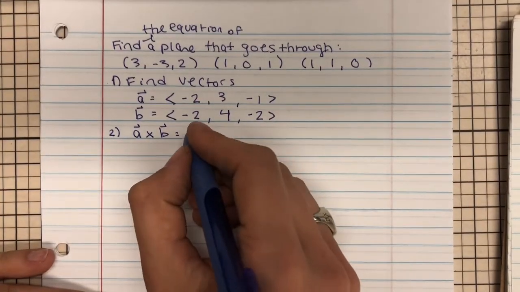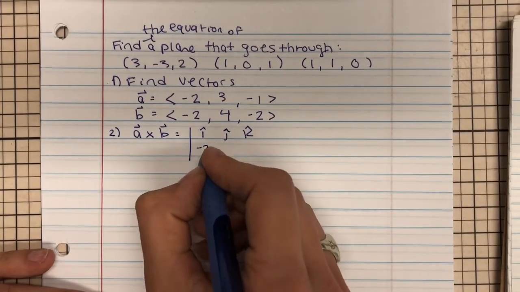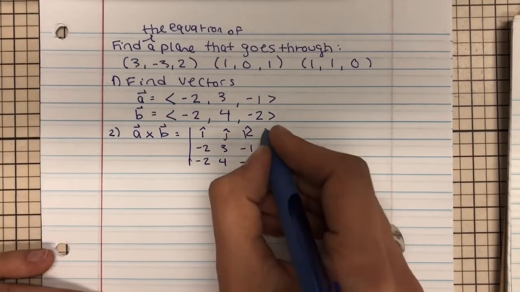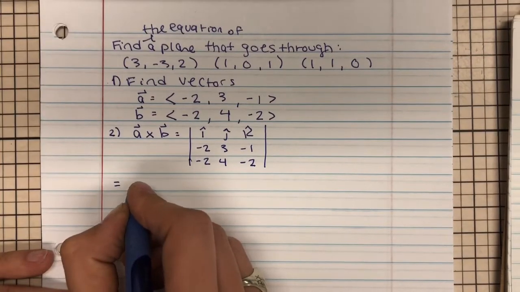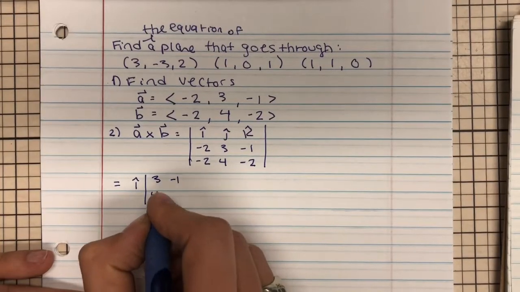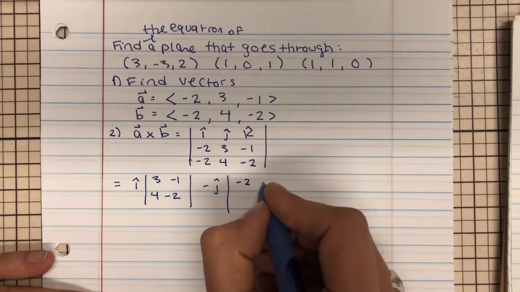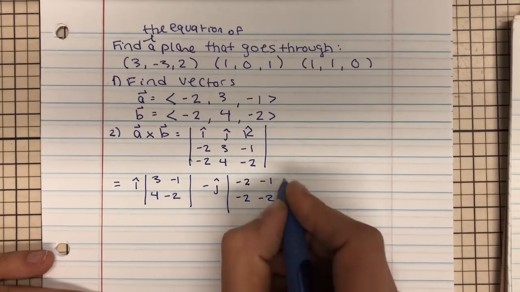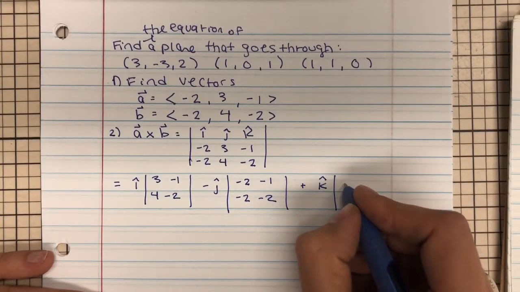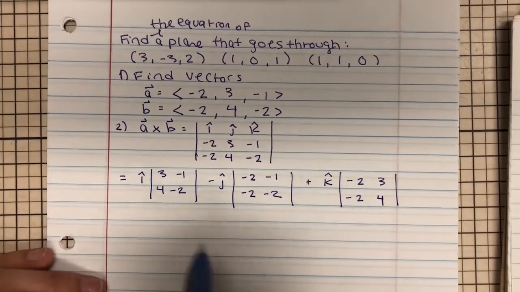Okay, so remember that that is the determinant of i, j, k, and then -2, 3, -1, -2, 4, -2. This will be equal to i times the determinant of 3, -1, 4, -2, minus j times the determinant of -2, -1, -2, -2, plus k times the determinant of -2, 3, -2, 4. Now let's set about computing these.